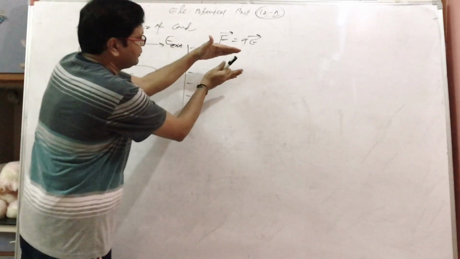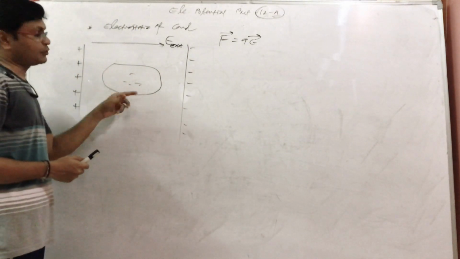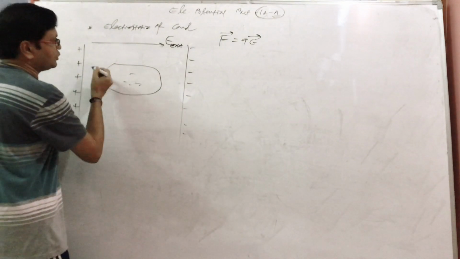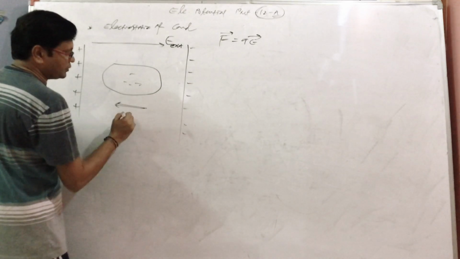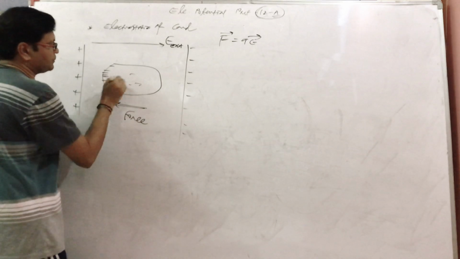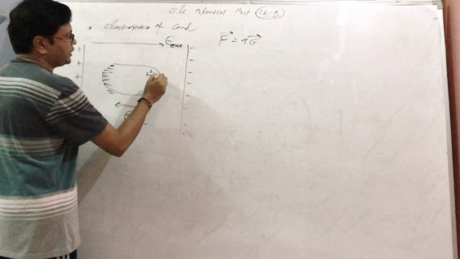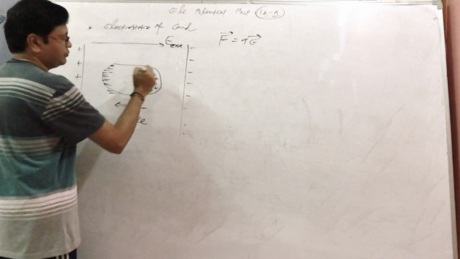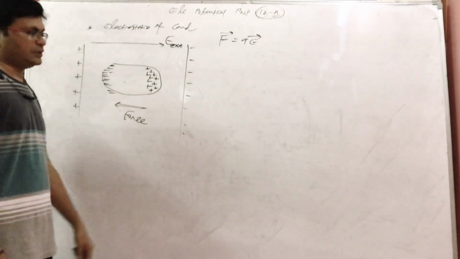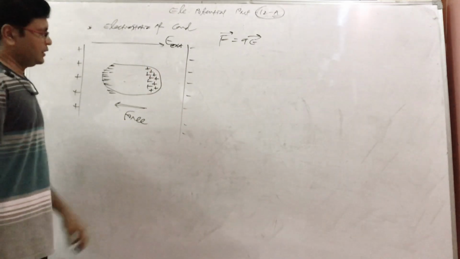So here the electric field is positive to negative. Whatever electrical force acts on these free electrons of the conductor is in the opposite direction, so the force acts in this direction. Because of this force, all electrons accumulate here. By losing electrons, this portion becomes positively charged. So here is the accumulation of negative charges, and here the accumulation of positive charges.